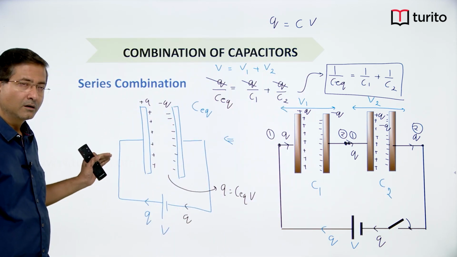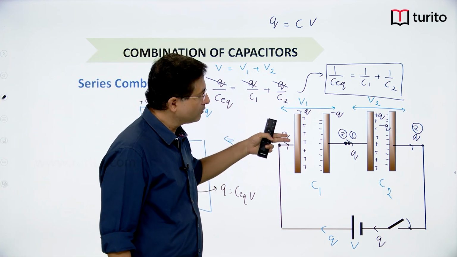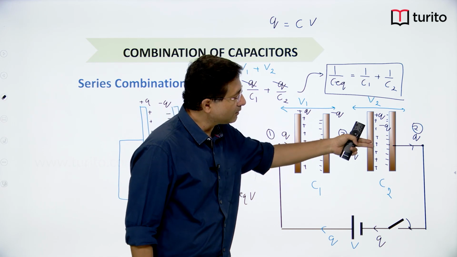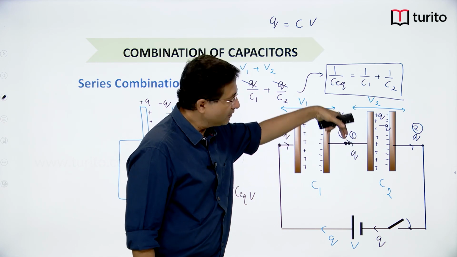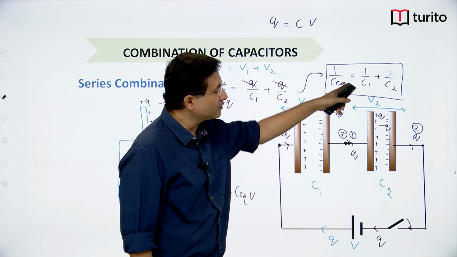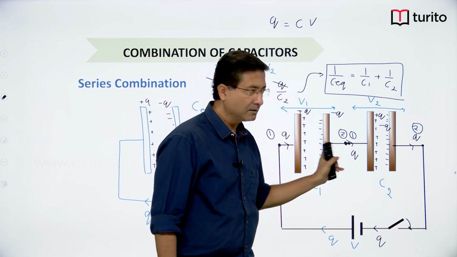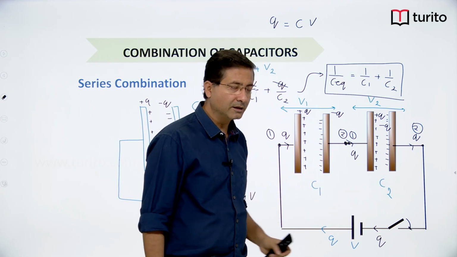I hope this point is clear. What we call series combination: once charge is flowing from this capacitor to this capacitor, there should not be any division. If there is any division here, these two won't be in series combination, you cannot apply this formula. So make sure that nothing is connected between these two capacitors, right.